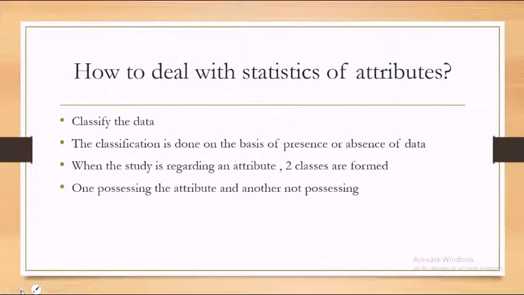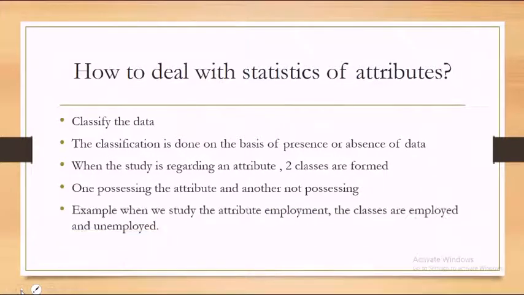For example, when we study the attribute employment, two classes shall be formed, right? Those who are employed and those who are not employed. When two attributes are studied, four classes shall be formed. If besides the employment we study the sex-wise distribution, then four classes shall be formed: number of males employed, number of females employed, number of males unemployed, and number of females unemployed.